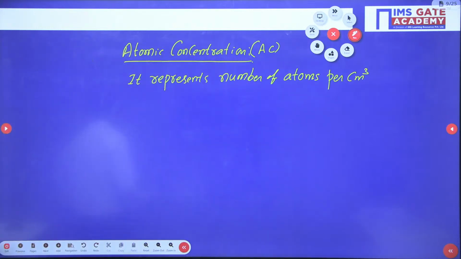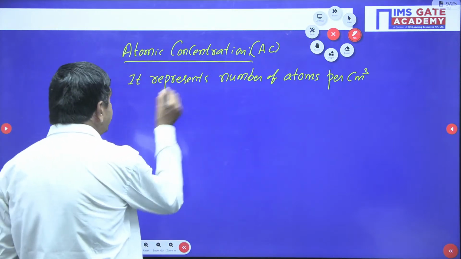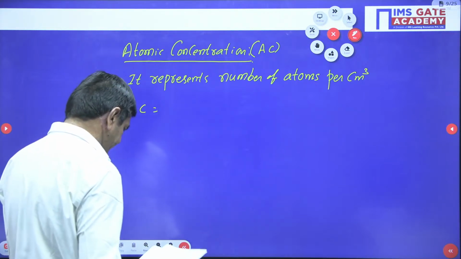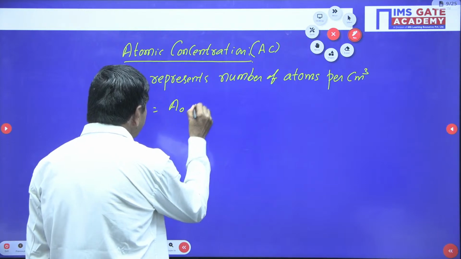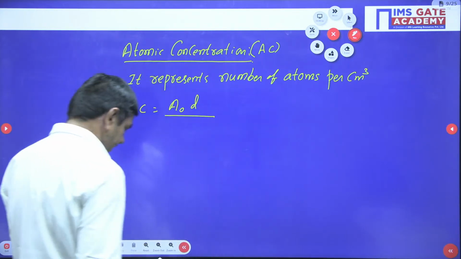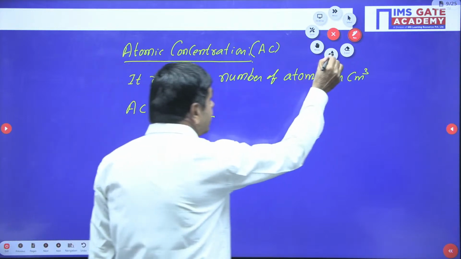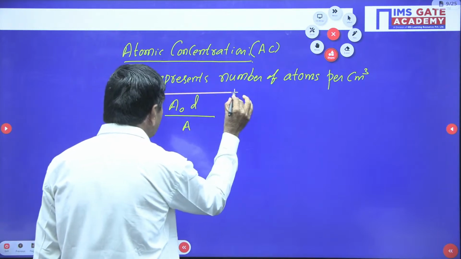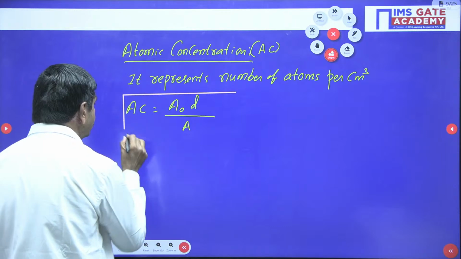Understand my point now. The point I wish to say: atomic concentration, AC, is calculated by A naught into D divided by capital A. Generally this formula is used to find out the atomic concentration. You should mark up this formula.